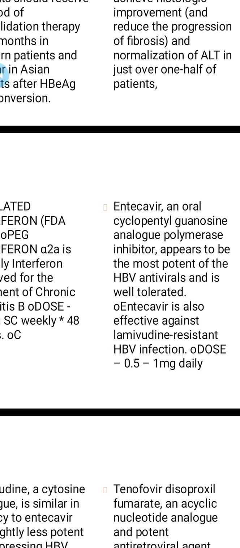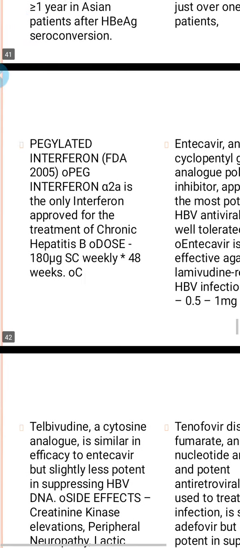Entecavir is an oral cyclopentanyl guanosine analog. It is also a DNA polymerase inhibitor that appears to be the most potent for hepatitis B antiviral therapy and is well tolerated. It is also effective against lamivudine-resistant HBV infection.